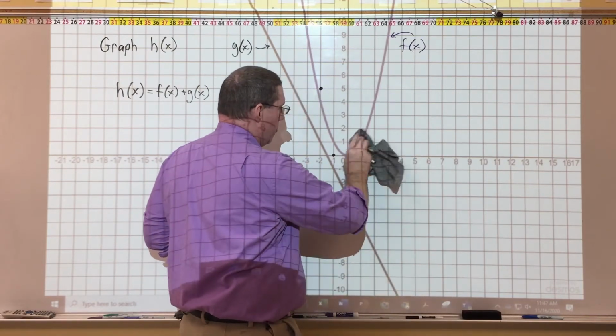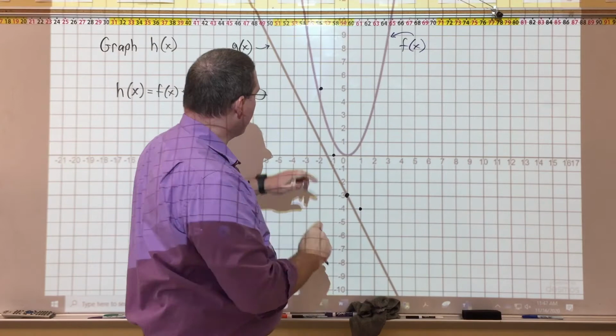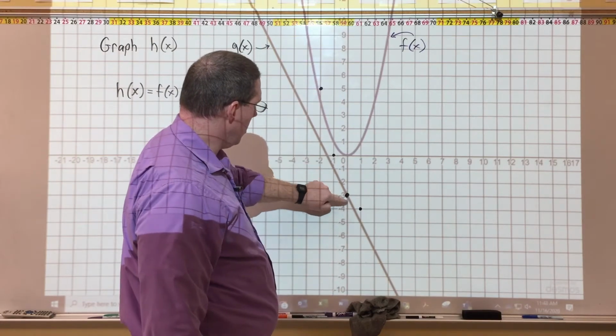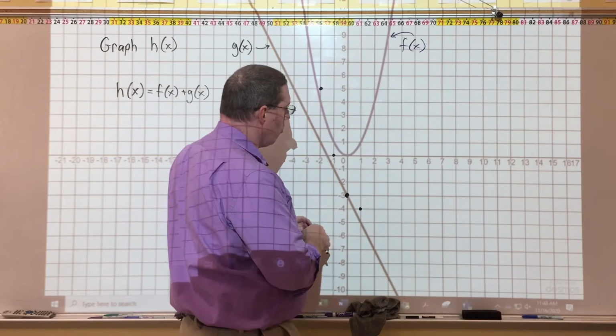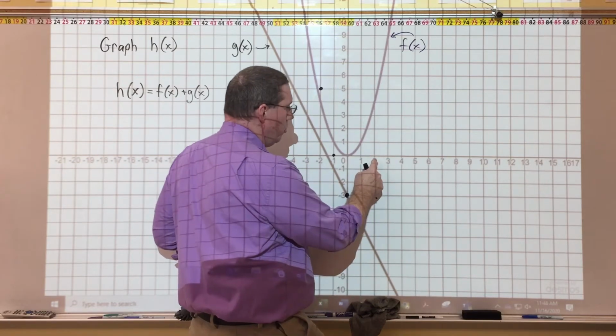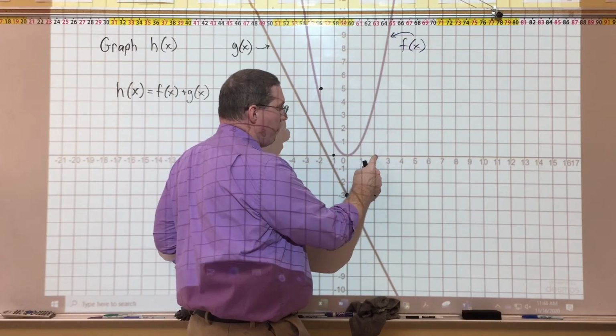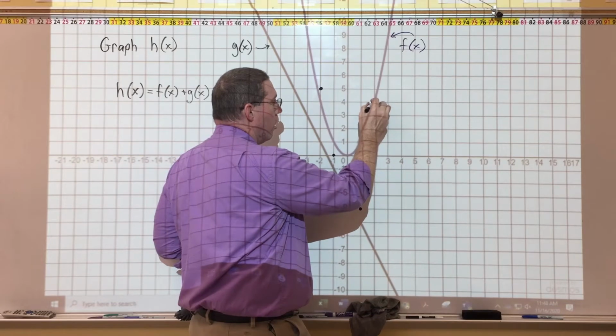Okay? Okay, so we can kind of see the shape here. h of x is going through here, here, here, and here. All right, let's do a few more. If we were to plug a 2 in, or if we were to go to 2, f of x is 1, 2, 3, 4.